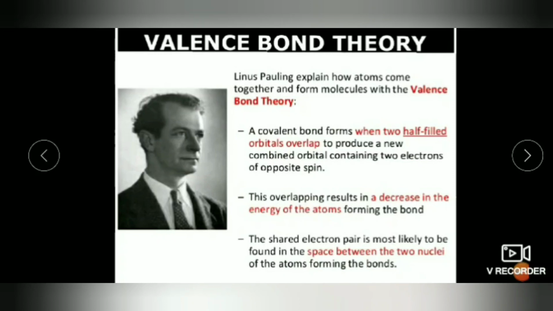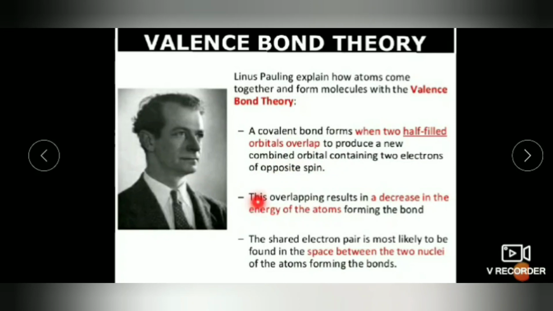How it is formed: two half-filled atomic orbitals overlap to form a new orbital containing electrons with opposite spin. It must contain opposite spin, either plus half or minus half. So two half-filled atomic orbitals will produce a new orbital containing two electrons of opposite spin.